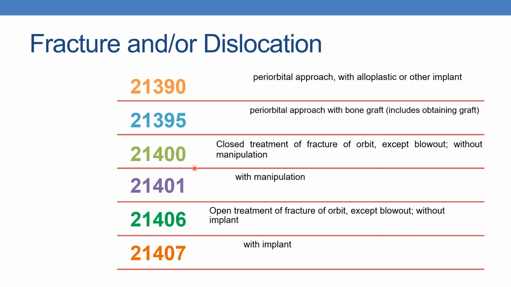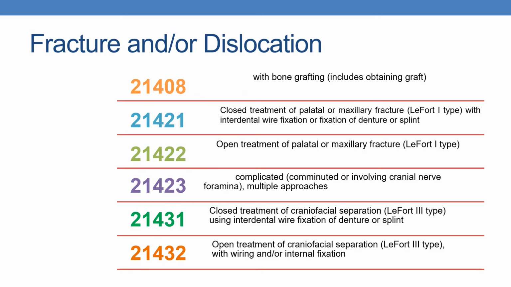The next is 21400. It deals with closed treatment of fracture of orbit except blowout without manipulation. The next is 21401. It is used for closed treatment of fracture of orbit except blowout with manipulation. The next is 21406. It deals with open treatment of fracture of orbit except blowout without implant. The next is 21407. It deals with open treatment of fracture of orbit except blowout with implant. Now coming to 21408. It deals with open treatment of fracture of orbit except blowout with bone grafting.